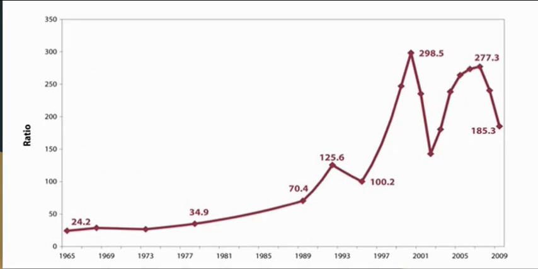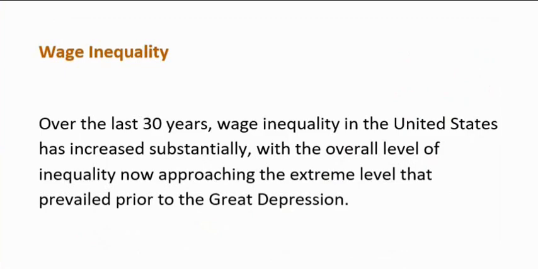We can also talk about wage inequality. For the last 13 years, wage inequality in the US has increased substantially, with the overall level of inequality now approaching the extreme level that prevailed prior to the Great Depression. There is a big gap between the top 1% of the population in the US and the bottom 15% of the population. As we can see, there is a 30% or 40% difference, and it's high.